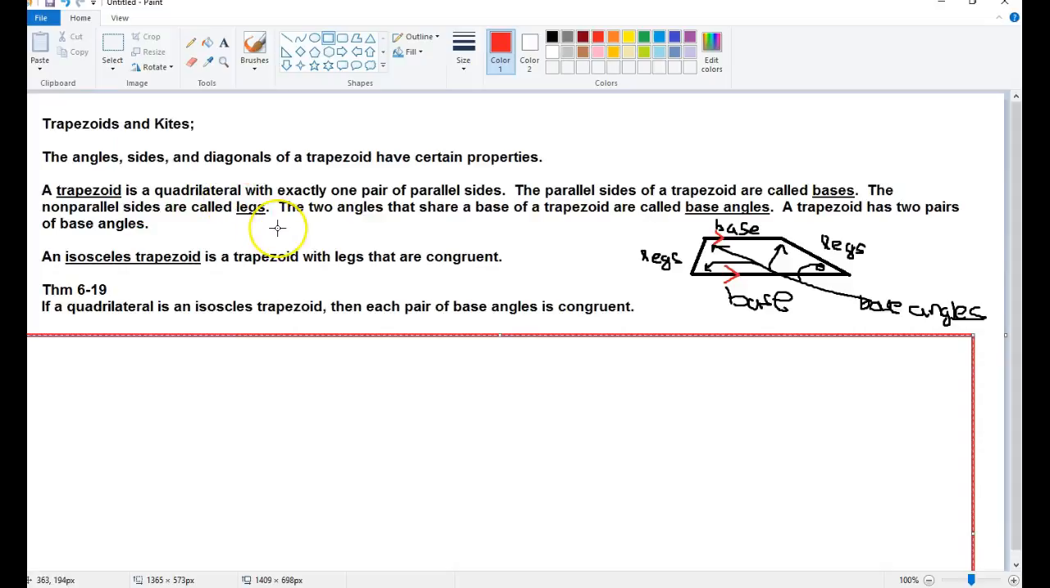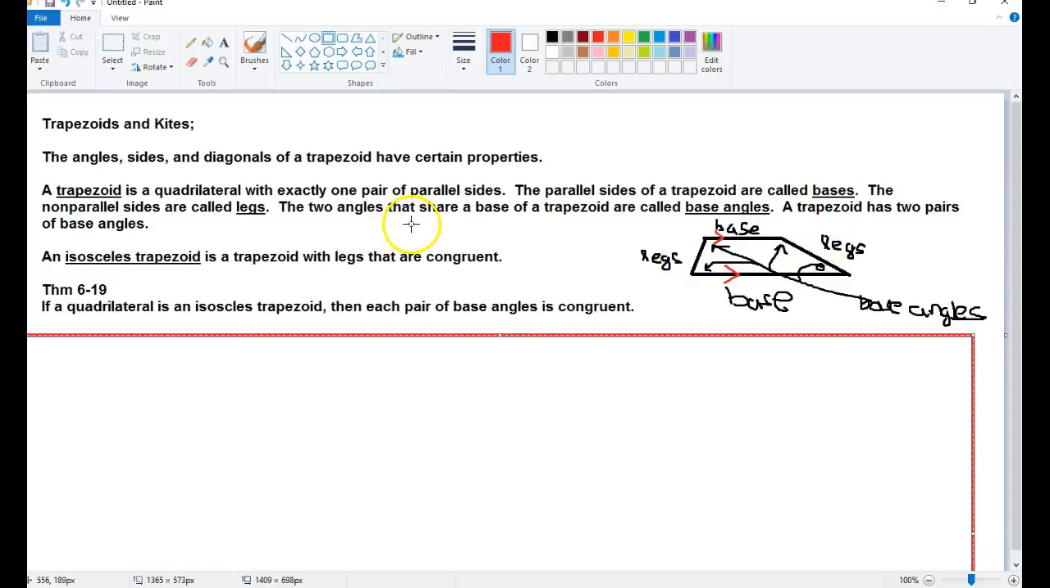A trapezoid is a quadrilateral, so four sides, with exactly one pair of parallel sides. Usually the top and bottom are going to be parallel. The parallel sides of a trapezoid are called bases. So the top and bottom ones are parallel, so those are the bases of the trapezoid. The non-parallel sides are called the legs. So this side is a leg, this side is a leg.